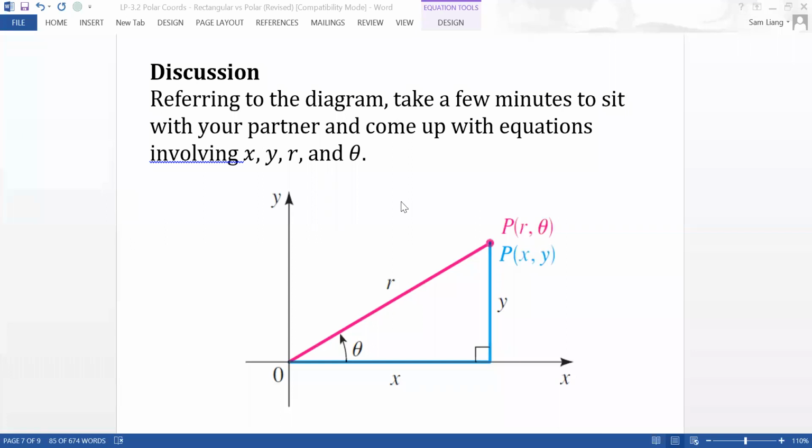All right, so at this point, feel free to type your responses in the chat, or you can speak up. So which equations involve x, y, r, and theta? Yes, Ahad. I just got an equation using x, y, and r, it's supposed to include theta in it, but what I wrote was r equals the square root of x squared plus y squared. R is the square root of x squared plus y squared? Yeah. Okay, very nice.